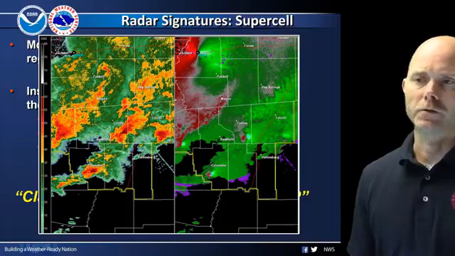So in this part of the country, when you don't have supercells that are classic all the time, you really have to look at velocity really closely. So that's all I've got, and I'll open it up to questions.